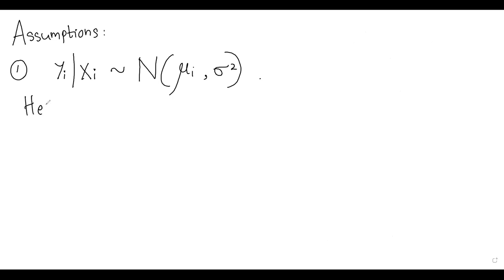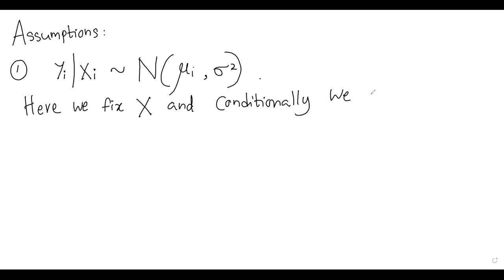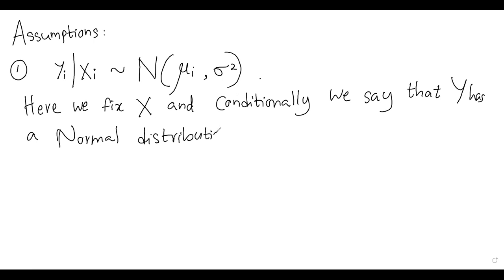So what we do here is we fix X, and conditionally we say that Y has a normal distribution with mean mu and variance sigma squared. Okay, what does that mean?